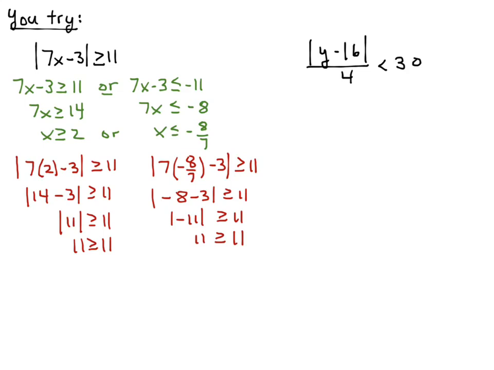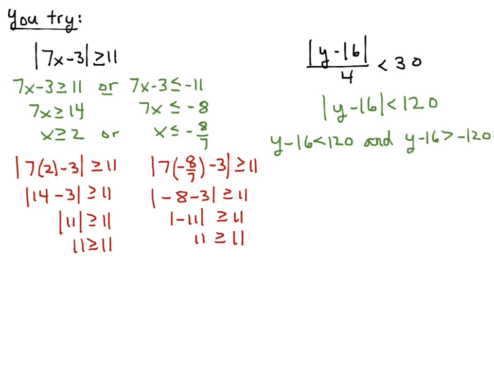Well, I multiplied 4 to both sides. Okay, so you get something like this then. Yeah. And then you set up your two equations. Like that. Good. Okay, so you get 136 and negative 104.